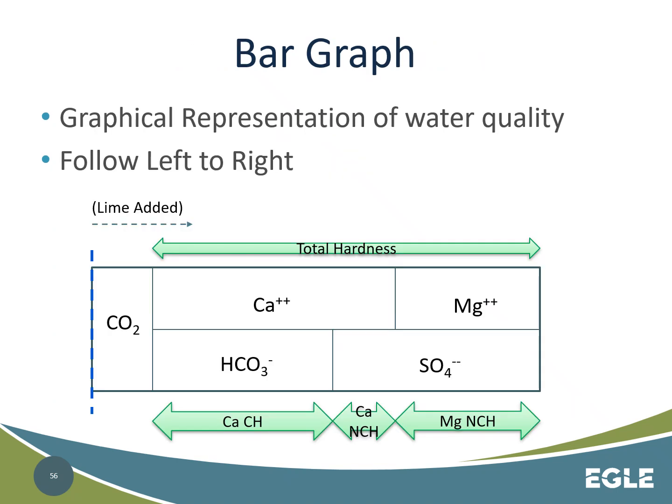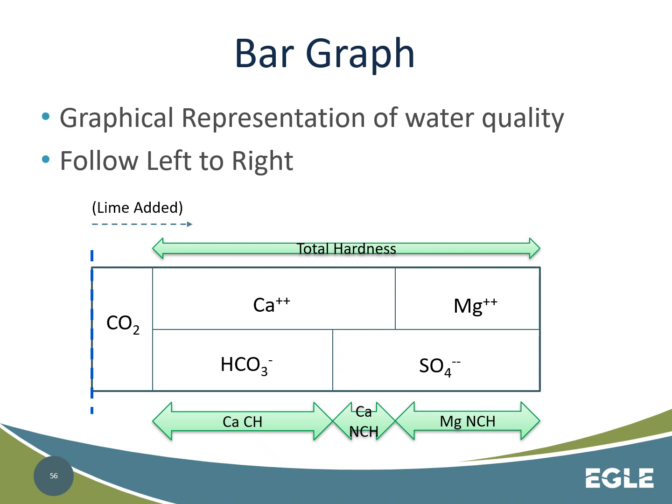This bar graph is so important and the key to solving softening calculations. We have our cations on the top and our anions on the bottom. Our cations are always going to be calcium and magnesium. We can generally ignore any other cations. Our anions are always going to be bicarbonate and some other negatively charged ion. In these examples, we assume it is always sulfate.